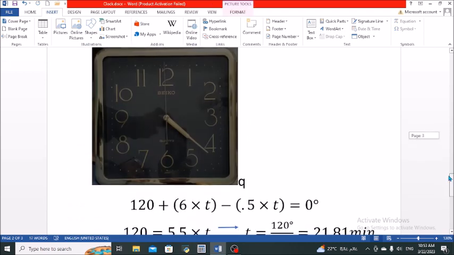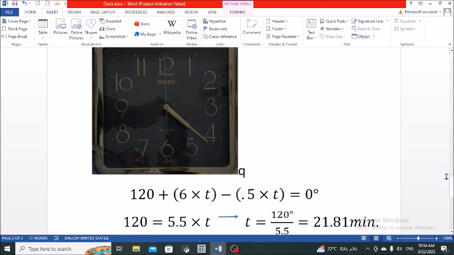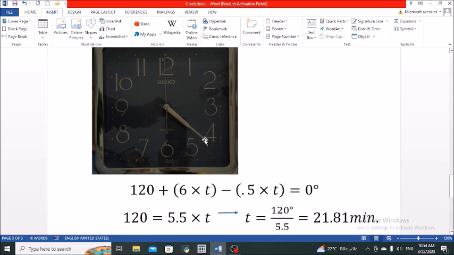Let's see another case. When would they be coincident? For example, after 4 o'clock. After 4 o'clock they would be coincident somewhere between the 4 and the 5, not on the 4, as I said before.